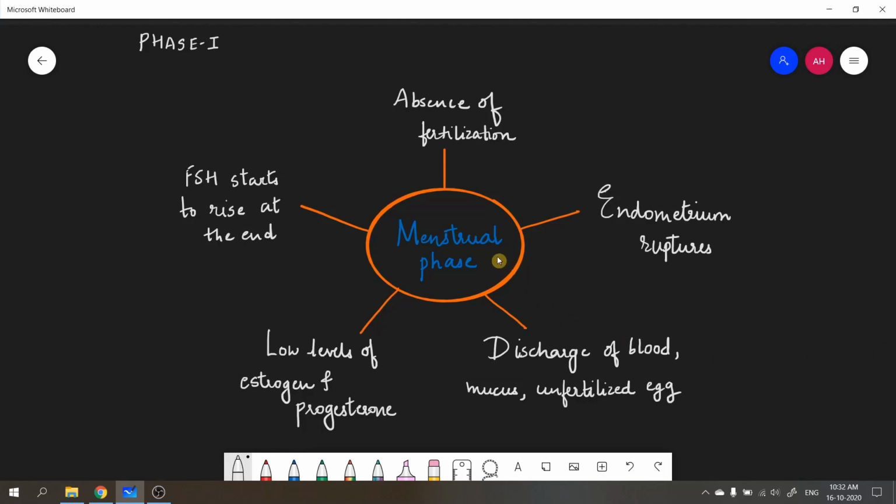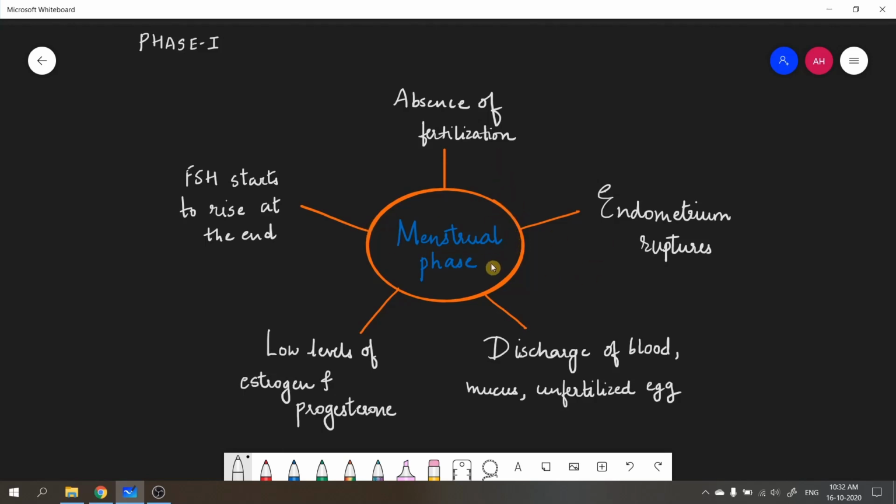I'm going to start with the first one, which is the menstrual phase. This is phase 1, and it is also sometimes called a bleeding phase. What is important to note over here is that this phase occurs in the absence of fertilization. So if there is no fertilization, or if there is no union of the sperm and the egg in the female reproductive system, then the menstrual cycle will take place and the first phase, the menstrual phase, begins.